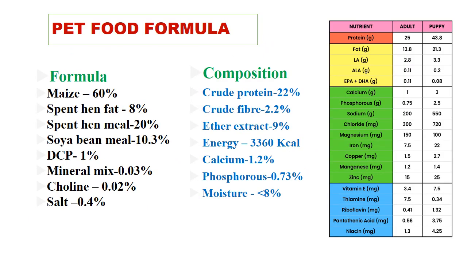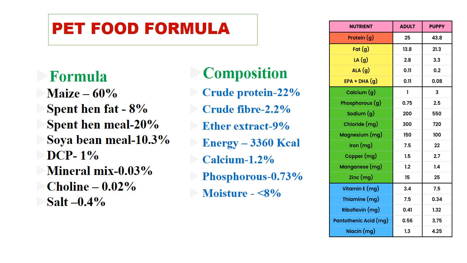Here we will see a standard or model pet food formula. In the left side column we can see the total makes 100, with maize 60%, spent fat 8%, spent meal 20%, soybean meal 10.3%, dicalcium phosphate 1%, and salt 0.4%. All this together makes 99.4%, and the remaining 0.6% are different additives including vitamins, minerals or some amino acids.